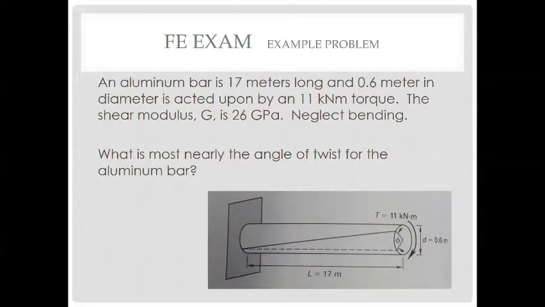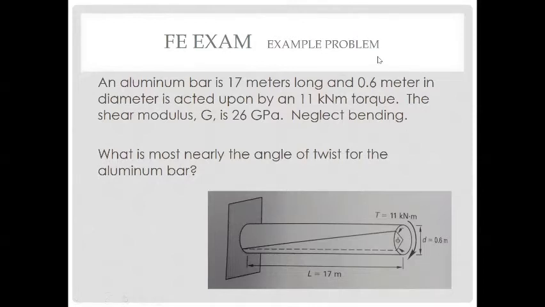I got 0.004 degrees. 0.004 degrees. All right, so you used the equation as is, right? TL over JG. And then you had 0.004, is that correct? No, I got it in radians and then converted to degrees. Awesome. Okay, that was the point I was trying to make, right?